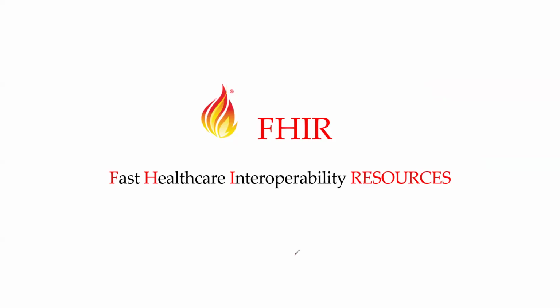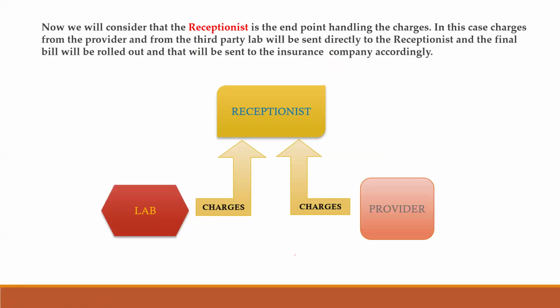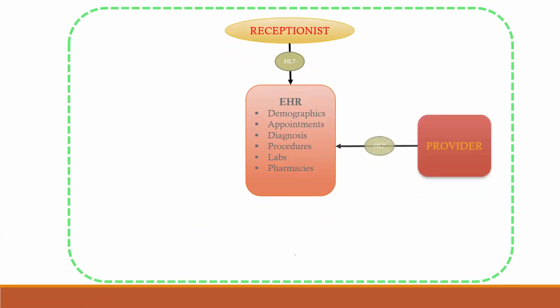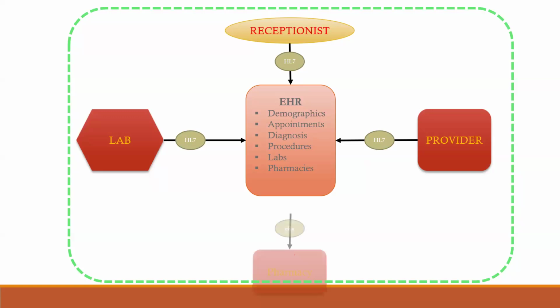Okay, so let's quickly recap what we have seen yesterday, and then we will go through today's session. Yesterday we started with the basics of where exactly FHIR gets started. We spoke about hospital workflow, and we understood the data flow from one application to another. That brought us to a point where we understood that the entire hospital data is stored in the EHR for a certain patient, and there is data coming in and being exchanged with the app used by the receptionist, the app used by providers, and the apps used by labs, pharmacies, and so on.